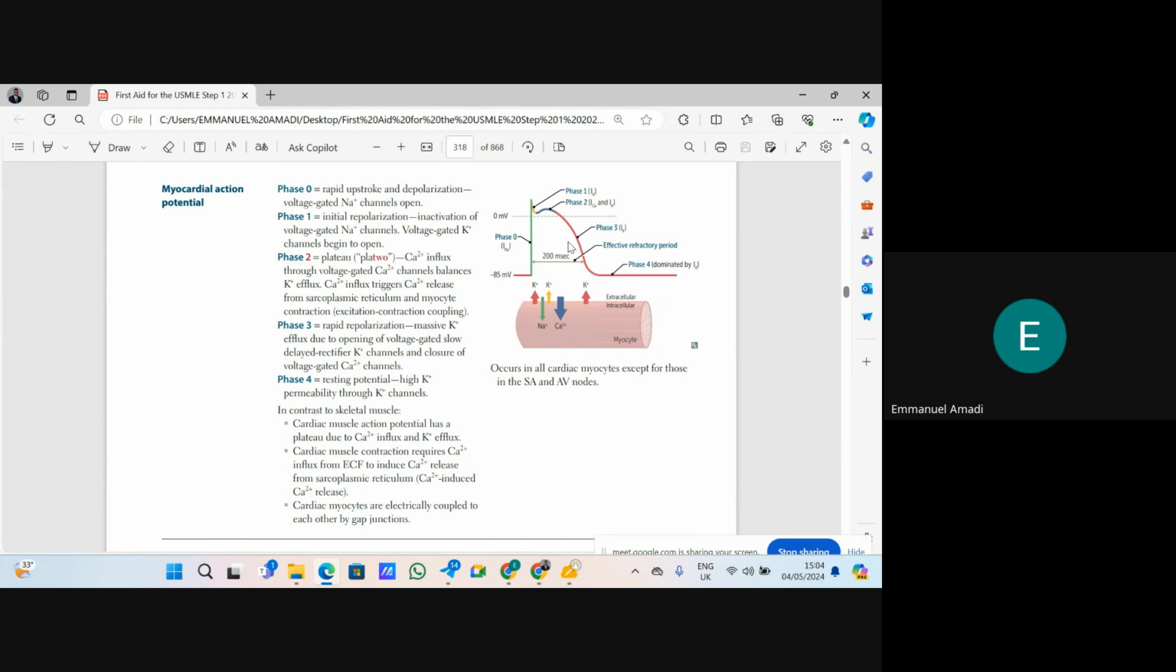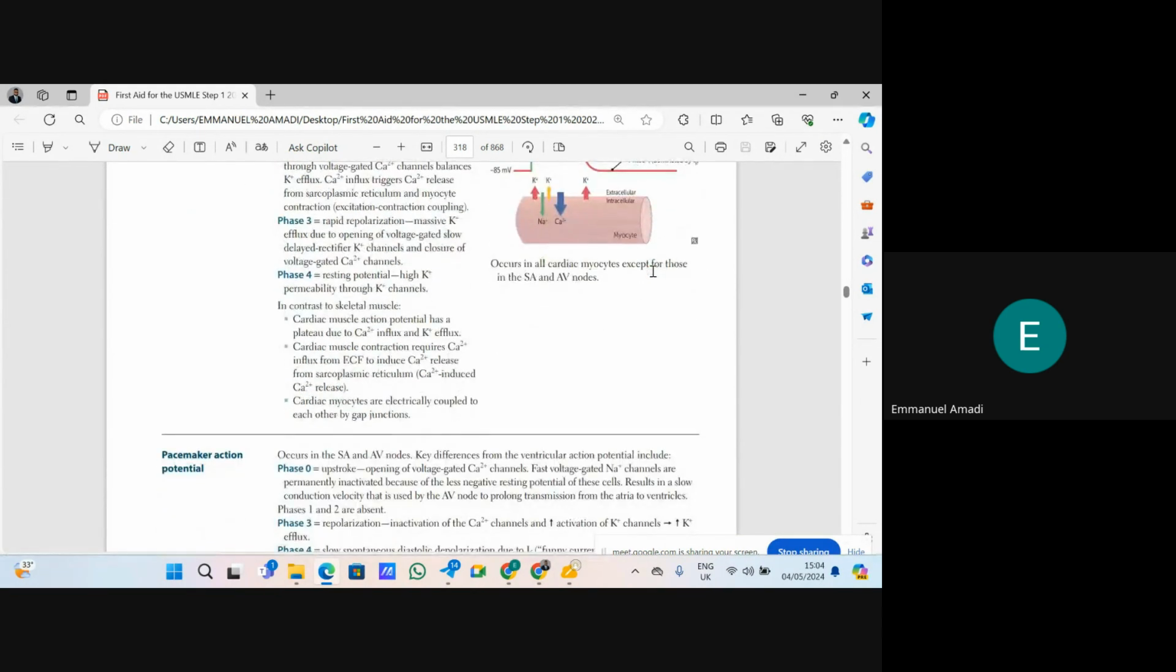You can see the phase zero. The phase zero is the depolarization by sodium. Phase one is the small repolarization by potassium. Phase two is the plateau, where calcium comes in and balances it up. Phase three is definitely where potassium continues to bring it down. Phase four is definitely your resting membrane potential.